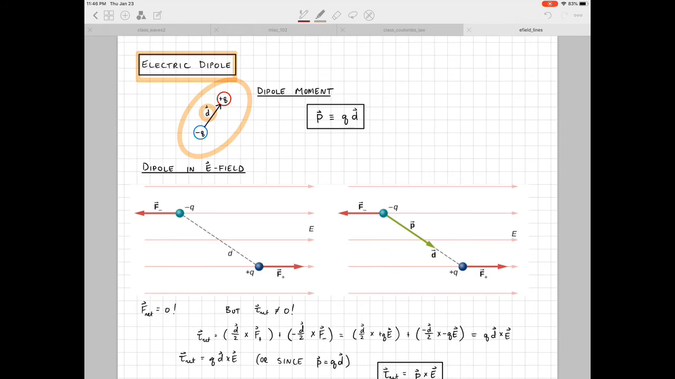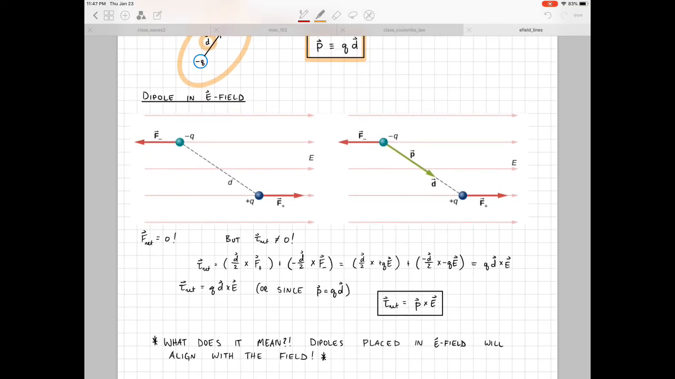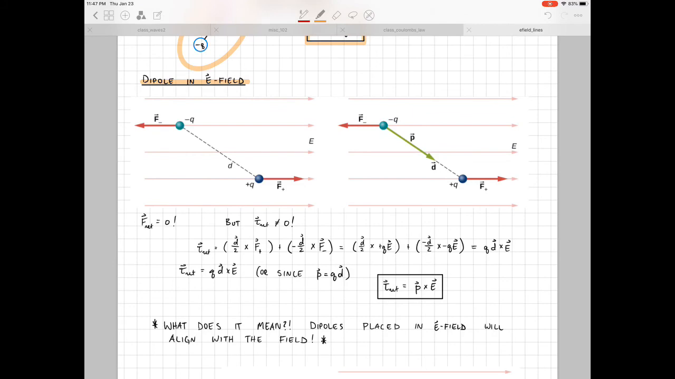And when dealing with a dipole, you can define the dipole moment as this vector quantity, which essentially is a combination of the charge of the dipole with the direction or the orientation. So the dipole moment is defined as q times the separation vector between the two charges. And again, the vector d points from the negative charge to the positive charge. So something interesting happens to a dipole when placed in an electric field. This picture here from the book highlights what's going on.